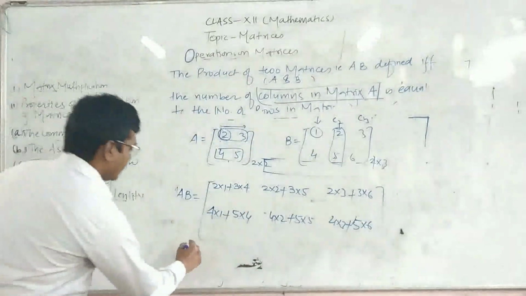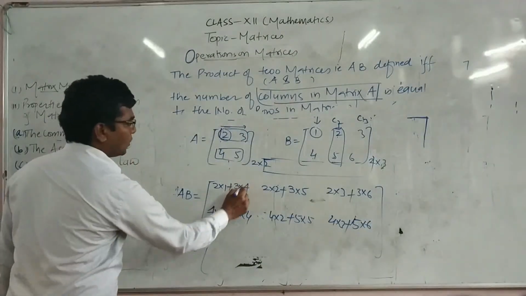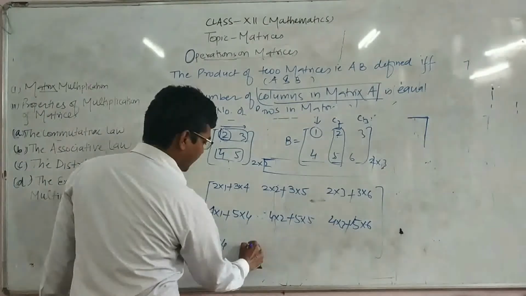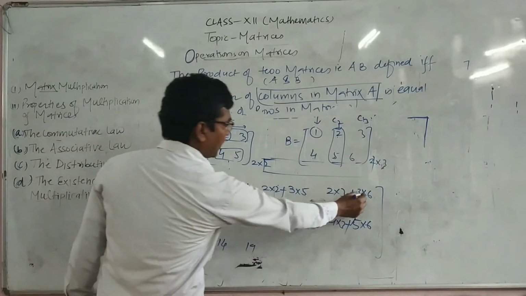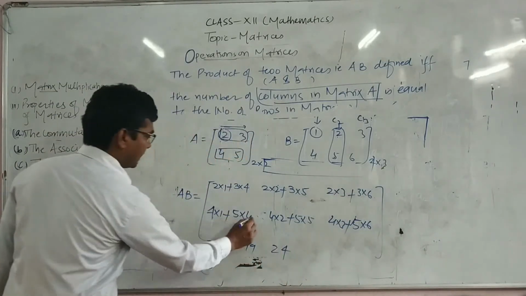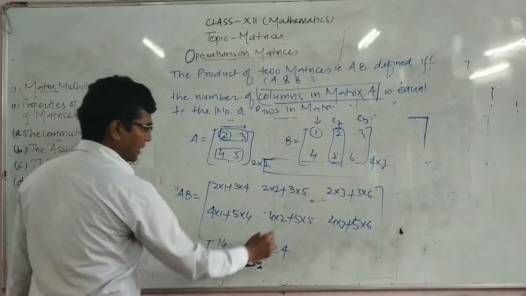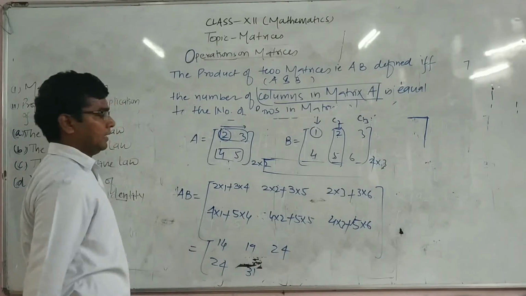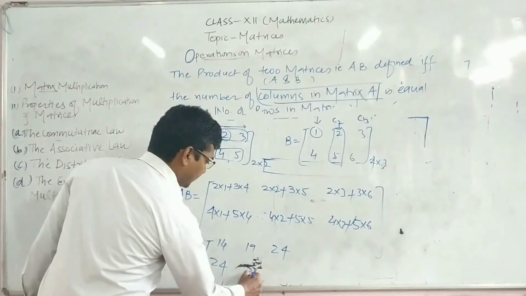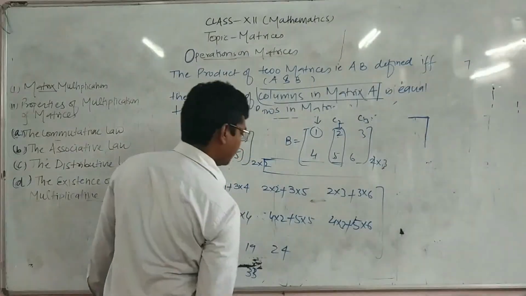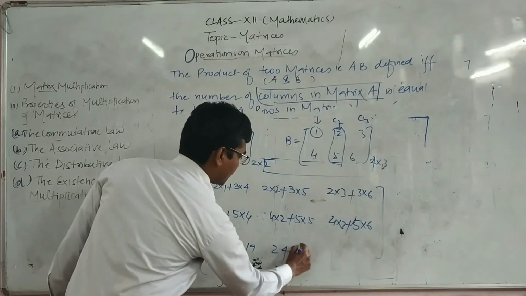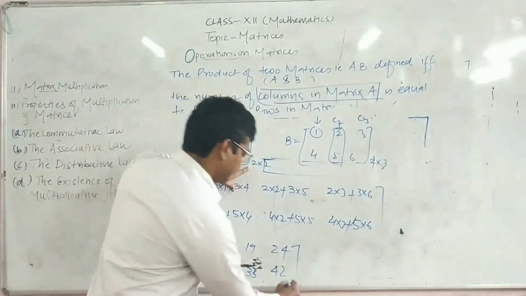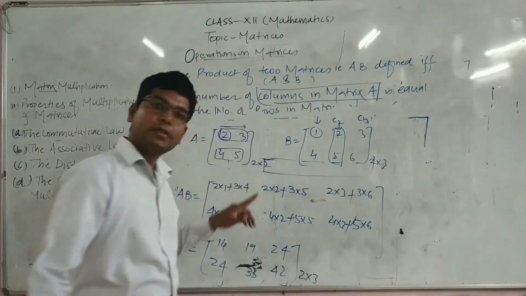Now write the output, that is 2 plus 12, it will be 14, 4 plus 15, 19, 6 plus 18, 24, and this is 24, and this is 31, 33, and this is 42. So it will be a resultant matrix of order 2 by 3.